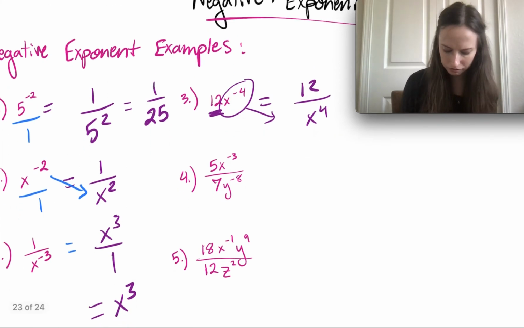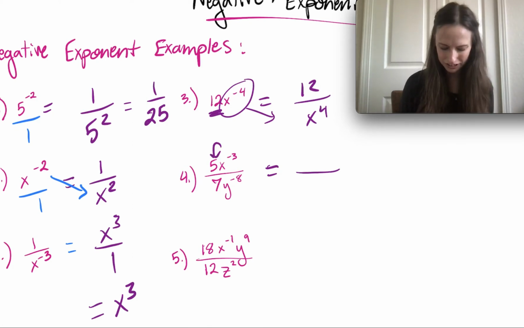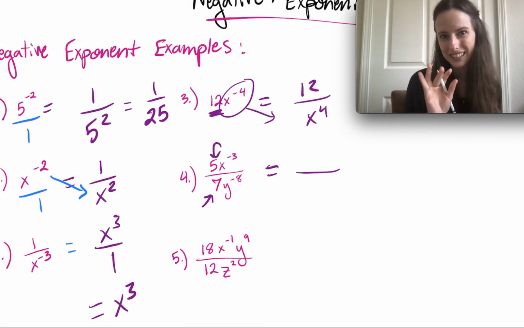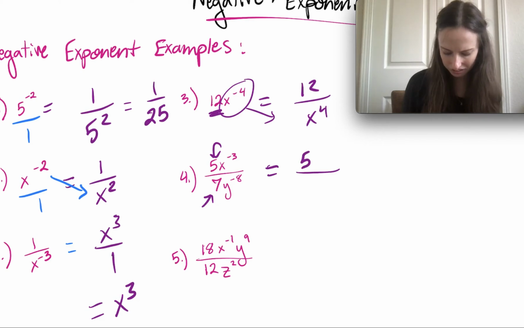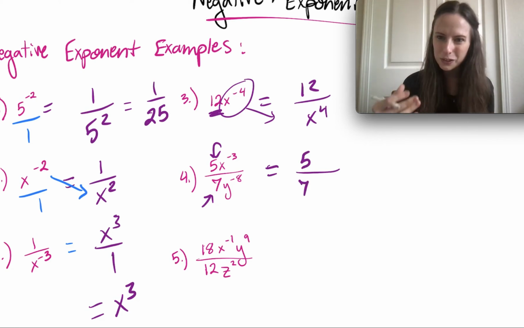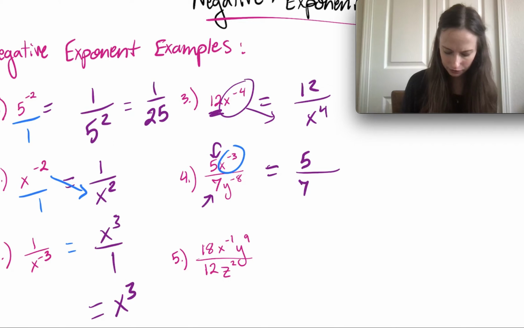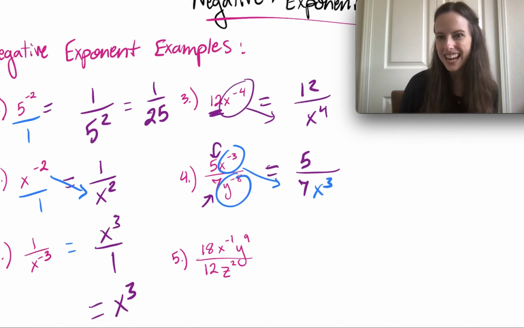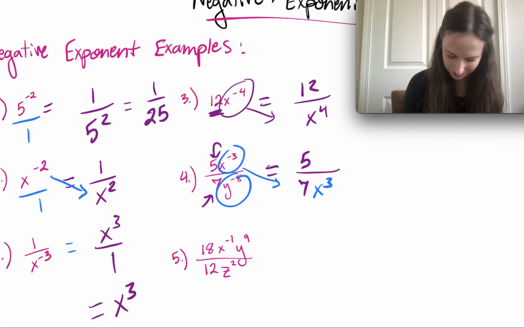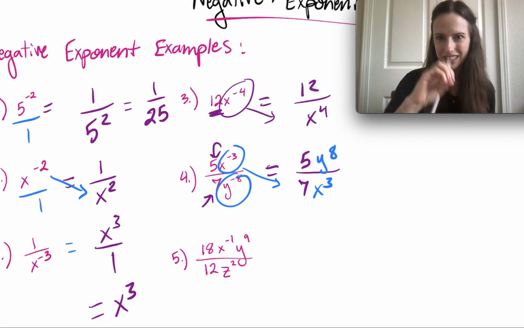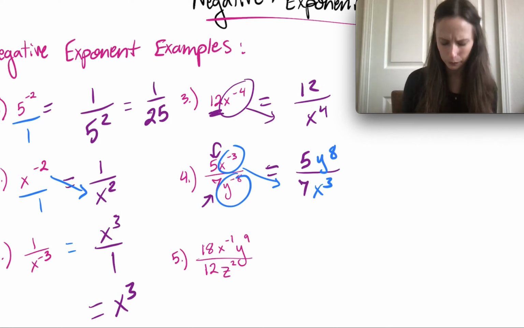Same thing in number 4, and so we've got this coefficient 5 and this coefficient of 7. Those two are going to stay put. So we have 5 over 7, and then the only things that will cross are the x to the negative 3, that'll cross down, and the y to the negative 8 will cross up. And of course, those negatives change to positive exponents.